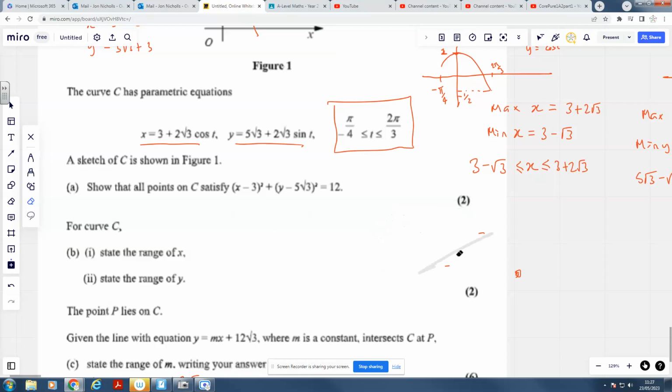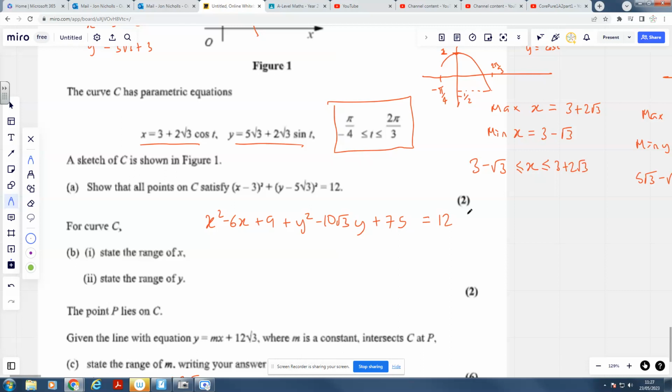See what I mean? It's a long old question, this. It really is a long old question. I'm going to plug in. Well, firstly, let me multiply it out. I get x squared minus 6x plus 9 plus y squared minus 10 root 3 y plus 5 root 3 all squared. You're going to get 25 times 3, which is 75, I think. And then that equals 12. Cool. Okay.